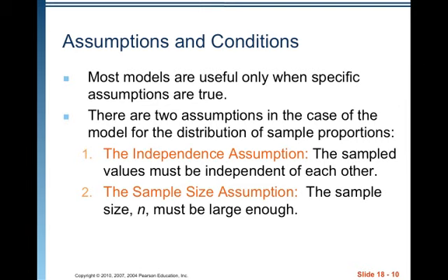Okay, the first one is the independence assumption. The sampled values must be independent of each other. Okay, that's why when we would sample 20 pennies, we put them back in and mix them up before we sampled 20 more. The sample size assumption: the sample size n must be large enough.